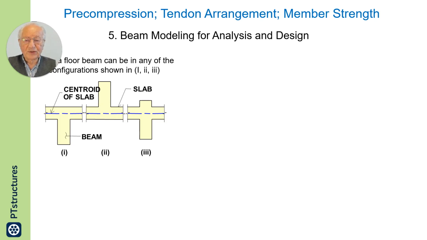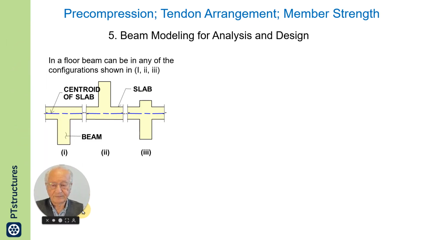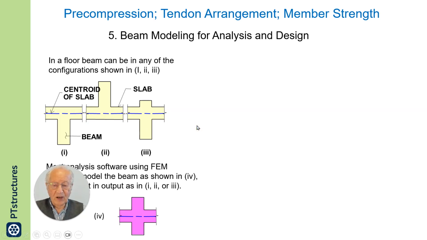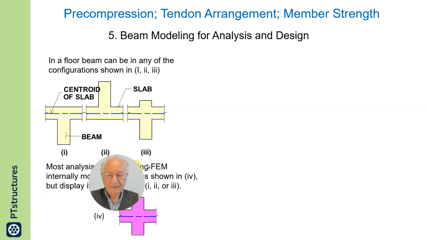So, when it comes to beam modeling for analysis and design, if you have a slab and a beam, the actual arrangement of the beam could be one of three conditions: downturned, upturned, or something like this, which is partly up or down.